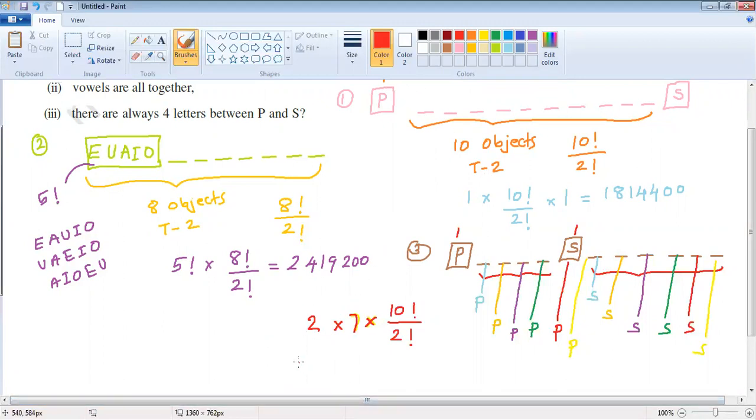And you have to do the calculation. And the answer is 25401600. That's simple multiplication, because in 10 factorial by 2 factorial, the 2 factorial gets cancelled, and the rest is 3 into 4 into 5 into 6 into 7 into 8 into 9 into 10 into 7 into 2. When you multiply that, you will get this answer.